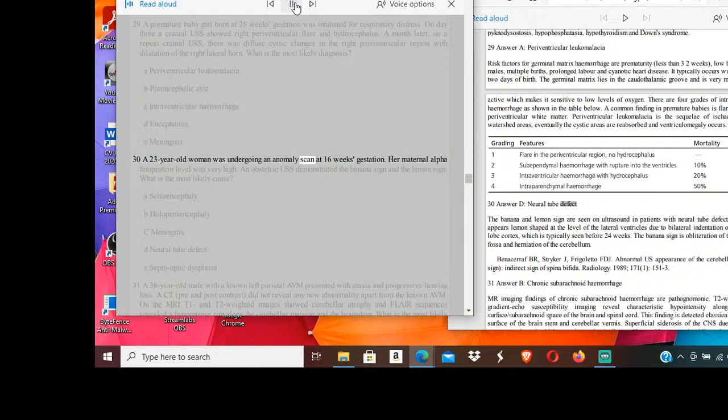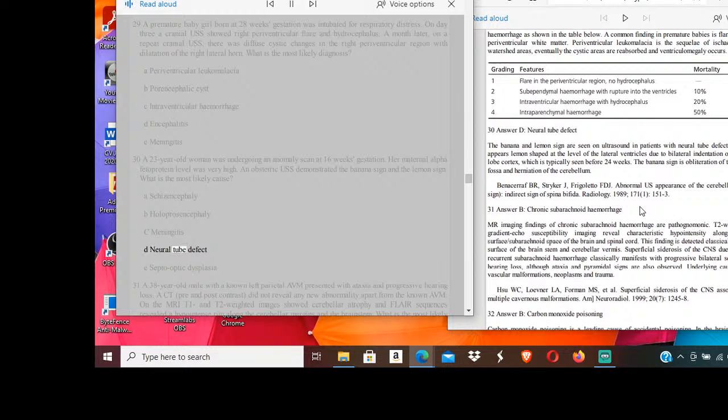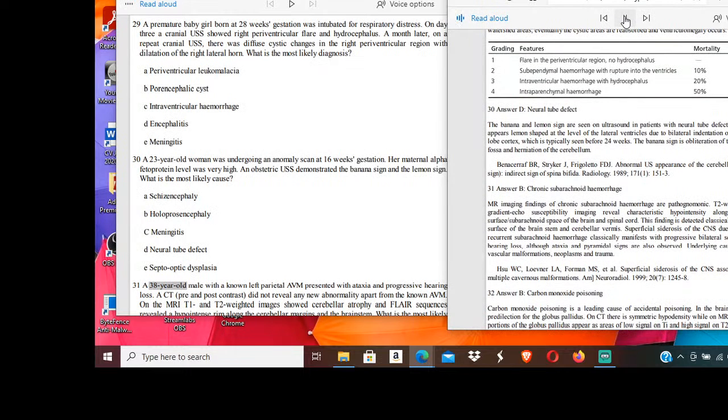A woman was undergoing an anomaly scan at 16 weeks gestation. Her maternal alpha-fetoprotein level was very high. An obstetric USS demonstrated the banana sign and the lemon sign. What is the most likely cause? A. Schizencephaly, B. Holoprosencephaly, C. Meningitis, D. Neural tube defect, E. Septo-optic dysplasia.